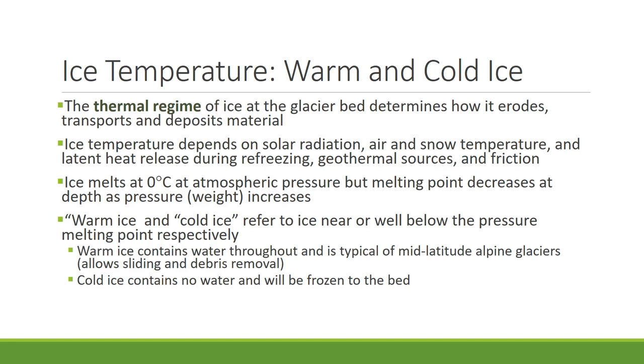The classification of glaciers into warm ice or cold ice depends on whether the ice is near or well below the pressure melting point of ice. The melting point of ice decreases with increasing pressure. Therefore, water stays liquid at colder temperatures underneath a glacier due to the hydrostatic or cryostatic pressure of the ice above it. Warm ice contains water throughout and is typically associated with mid-latitude alpine glaciers. The presence of water allows for sliding and facilitates debris removal. Cold ice does not contain liquid water and is frozen to the bed.